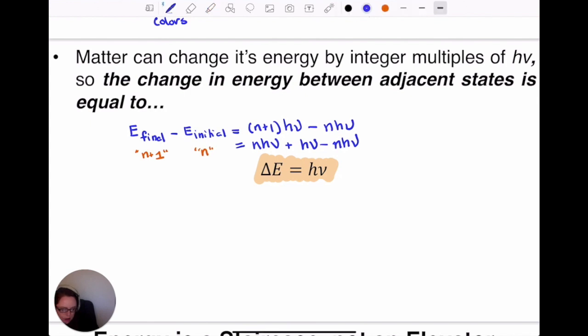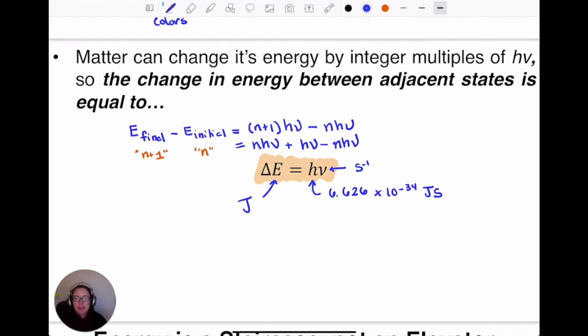So remember, h is that 6.626 times 10 to the minus 34 joule seconds. Our nu is going to have units of per second, so the energy will always come out to joules, or J.